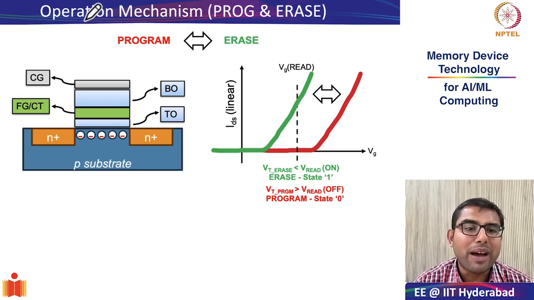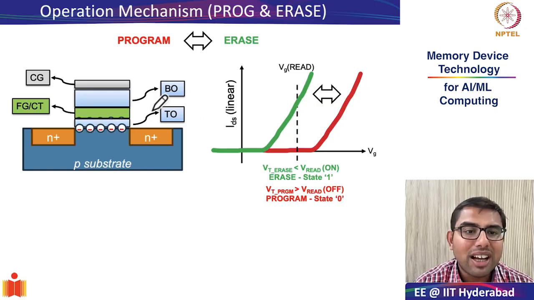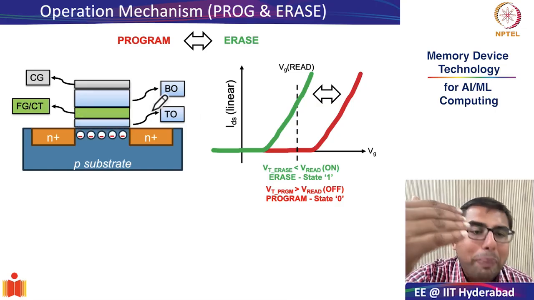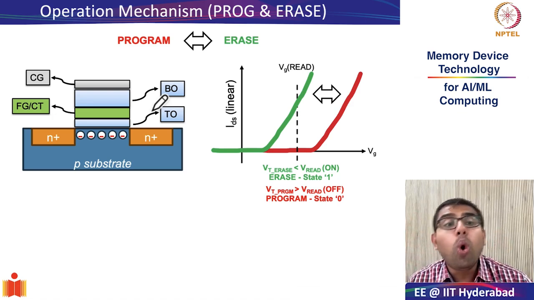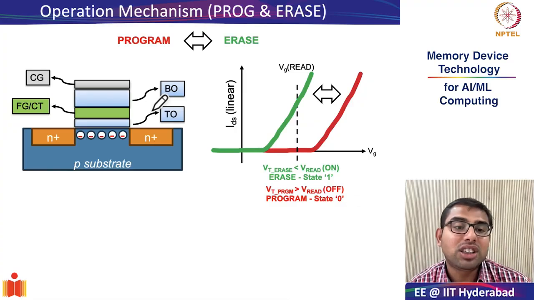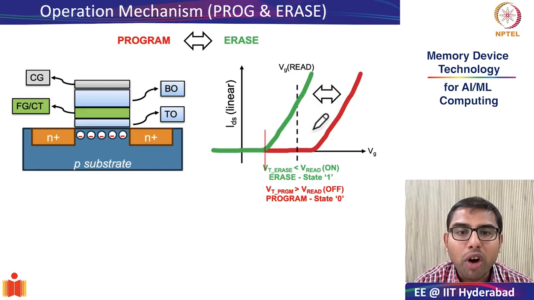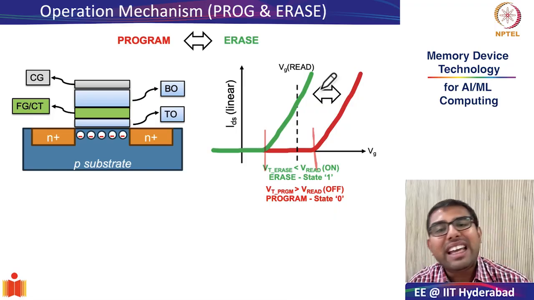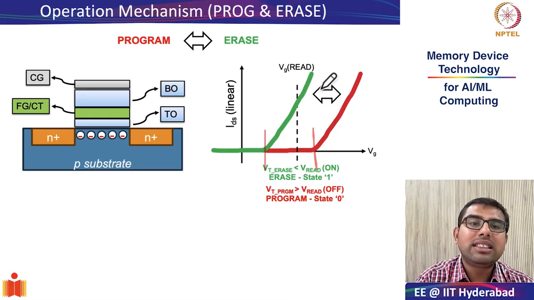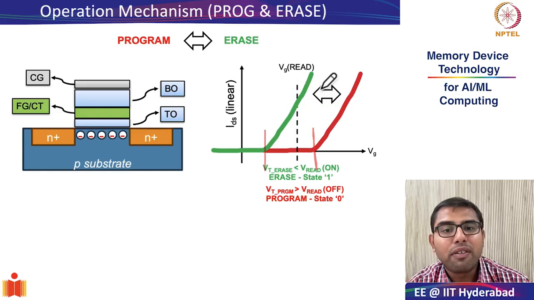As you can see from your animation, all that is happening in the flash cell is this repeated trapping and detrapping of negatively charged electrons to and fro from the charge trapping layer. This is what changes the threshold voltage from erase operation to program operation, and this repeated cycling between program operation and erase operation is the main operating mechanism of your flash cell.